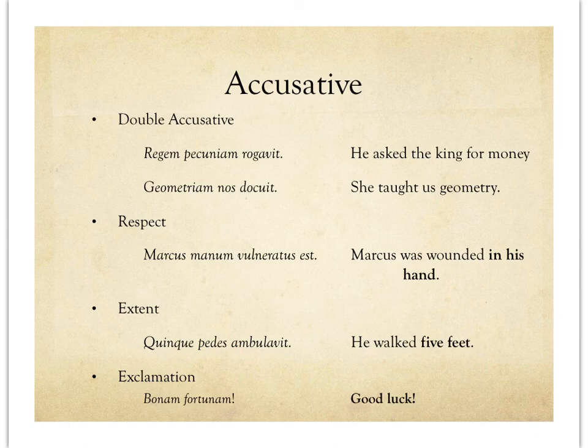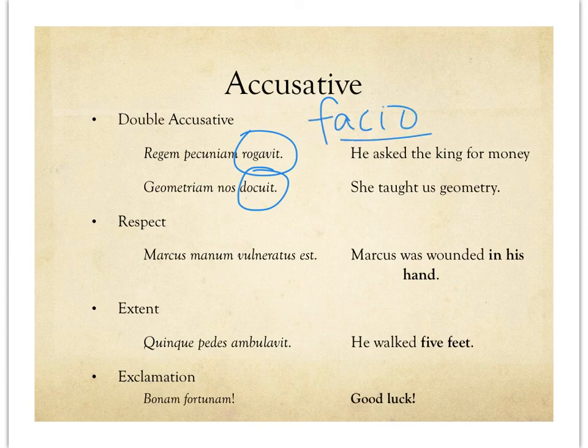Regem pecuniam rogavit. He asked the king for money. So he asked two things. He asked the king and he asked money. Geometriam nos docuit. She taught us geometry. So she taught us, she taught geometry, she taught us geometry. So doceo, rogo, and facio is another verb that works this way. So he makes me a sandwich. Me and sandwich would both be in the accusative.